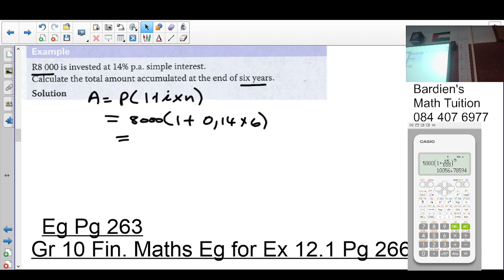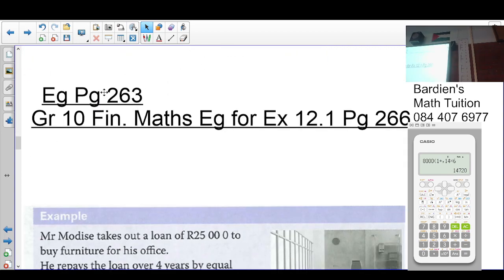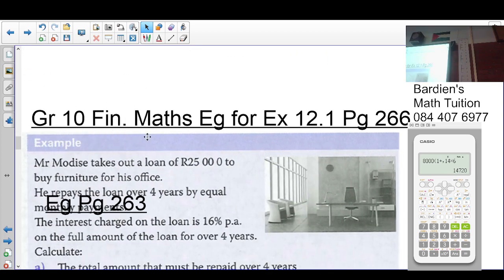That gives us 8,000 into 1 plus 0.14 times 6. So that gives me 14,720. Any confusion there? Right. Let's look at the next example.